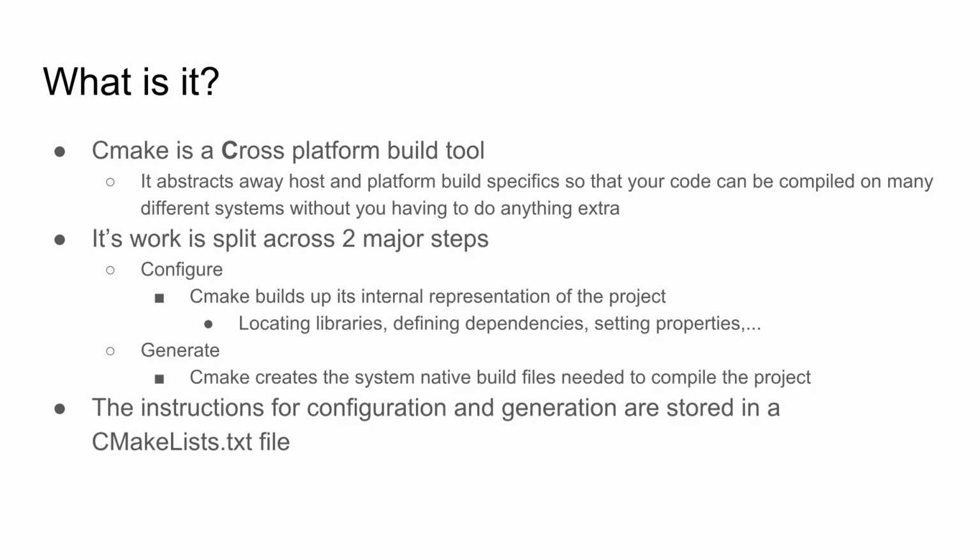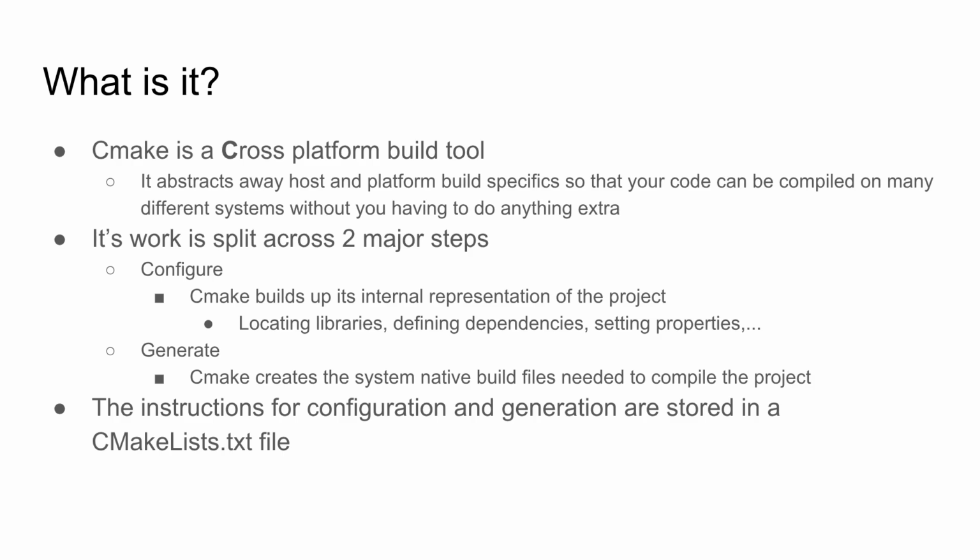Configure is where CMake builds up its internal representation of the project, and also does other things like locating libraries, defining dependencies, setting different properties on different targets. And then it will generate. It'll create system-native build files needed to compile the project.